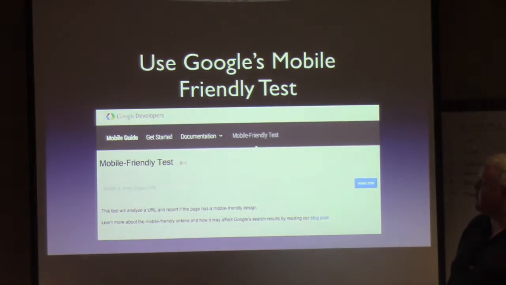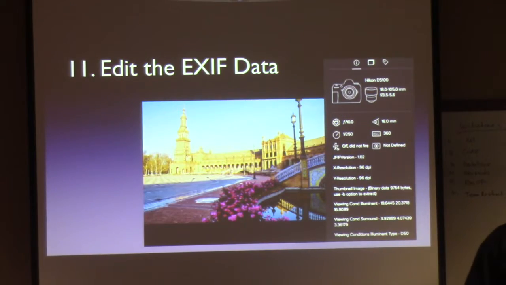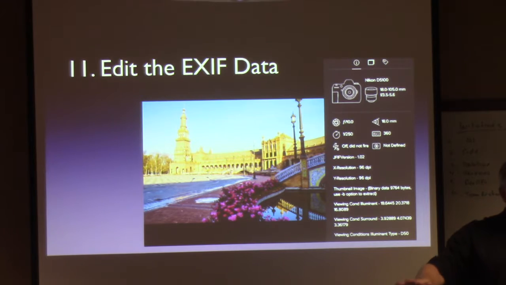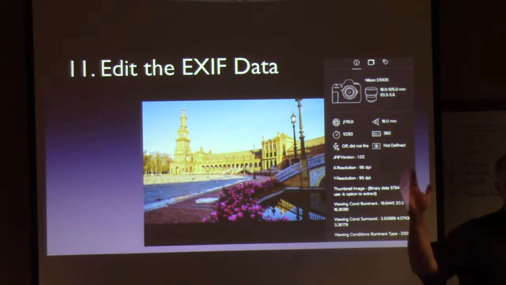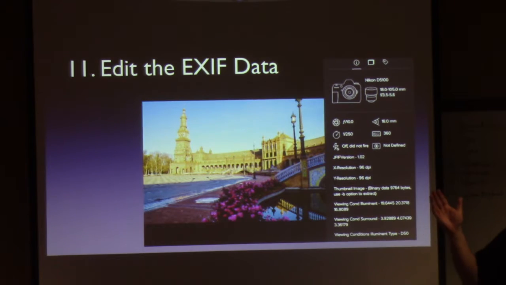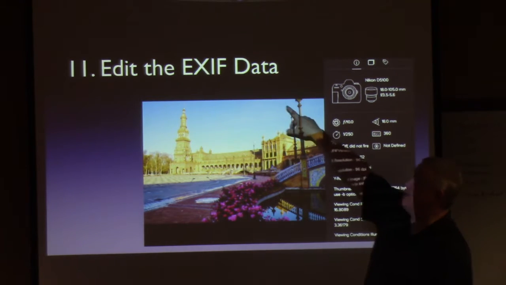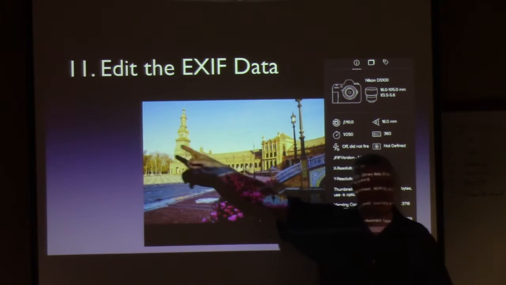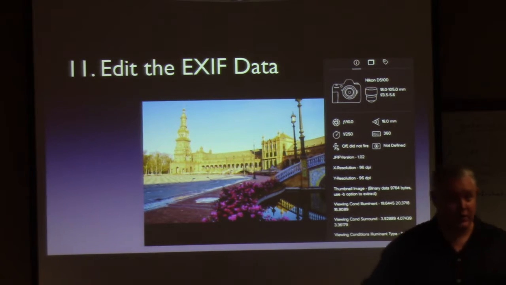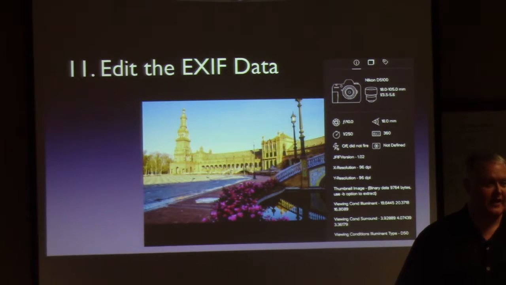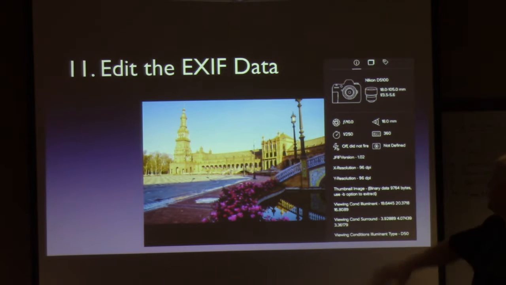Okay, number 11, super secret expert tip. Anybody here a photographer? When you take photos, your JPEG images have what's called EXIF data. It's how your photos know their GPS coordinates, the date the photo was taken, the f-stop, the aperture, all this great stuff about the photo.